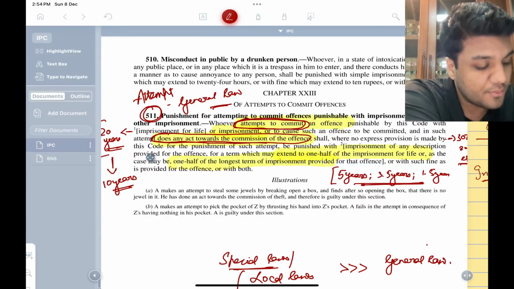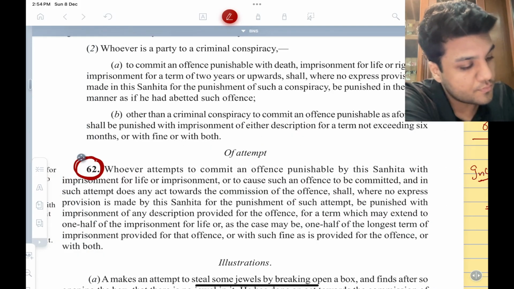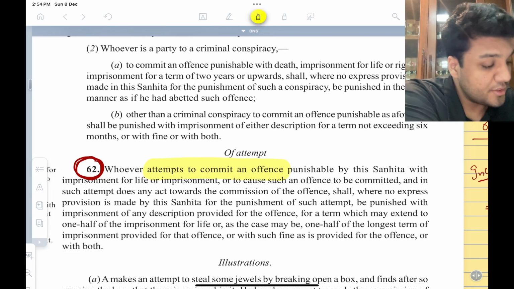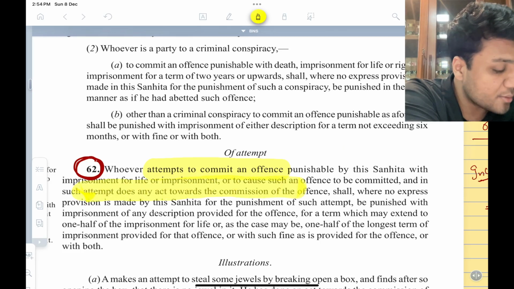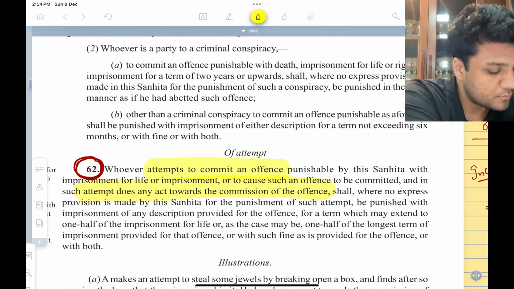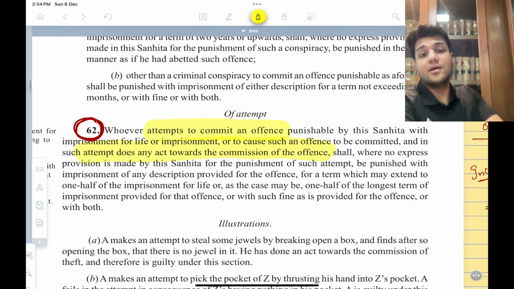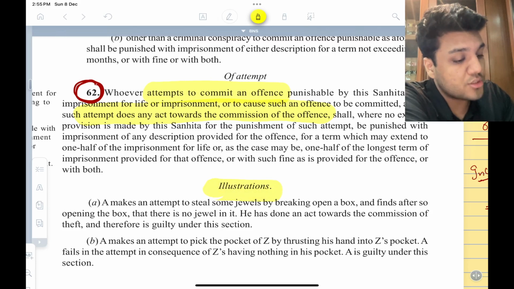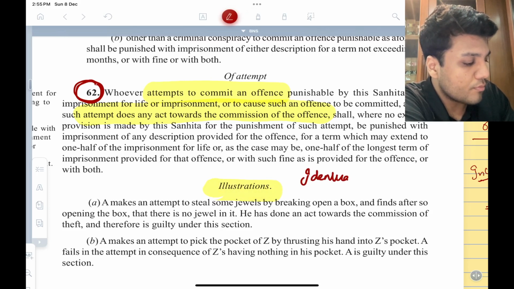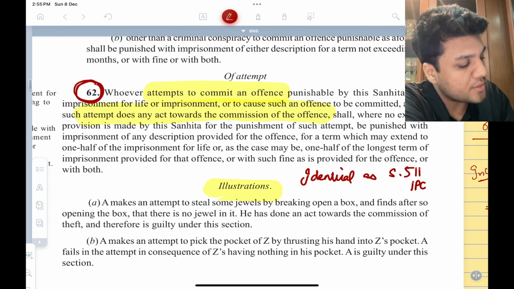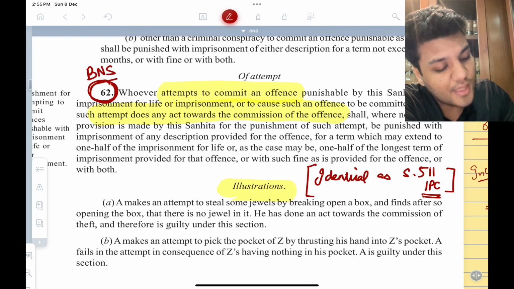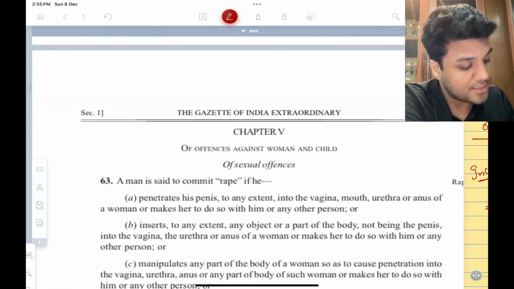If you were to now look at section 61 of the BNS, this also provides the same. Attempts to commit an offense, imprisonment for life or imprisonment, cause such an offense to be committed, and in such an attempt does any act towards the commission of the offense, shall, where no. See, this is exactly word for word the same or identical as the IPC definition. So let's just work with the IPC definition because it's slightly easy to deal with. Also, if you note, illustrations are also identical as 511 IPC. Right? So let's just look at section 511 for now, and you remember that section 62 of the Bharatiya Nyaya Sanhita actually deals with the term attempt. Right? Are there any other sections? No, they're not. Great.